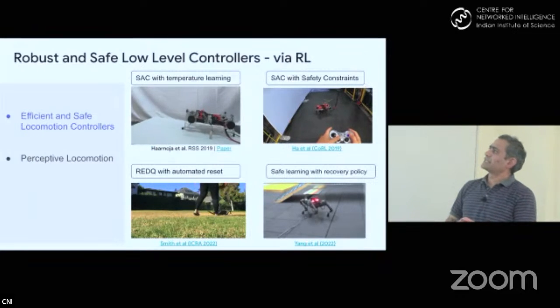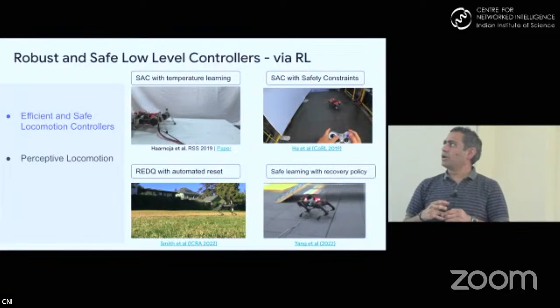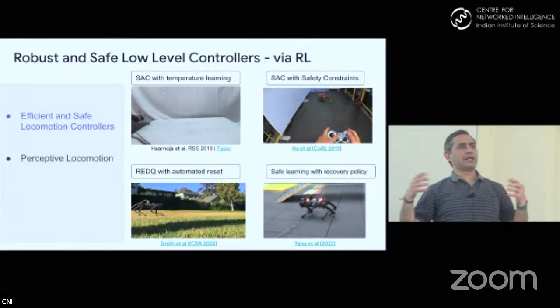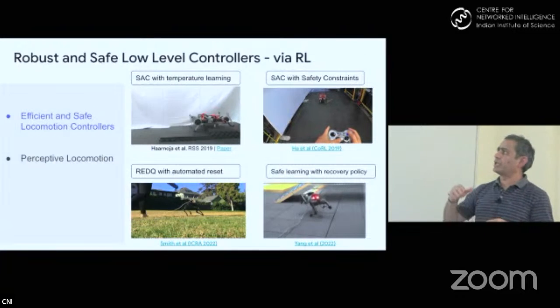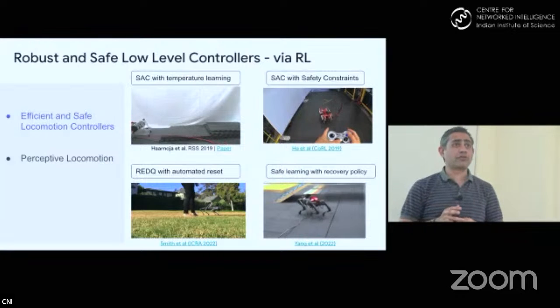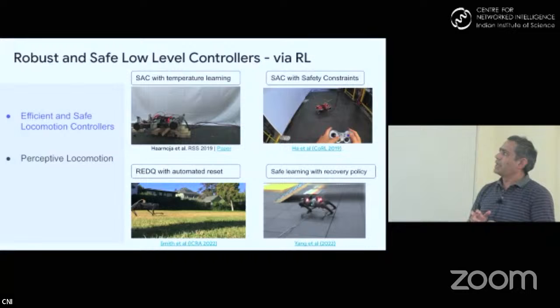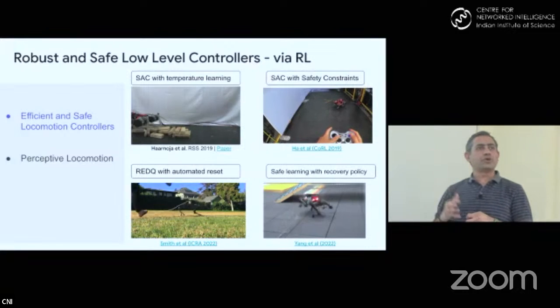And this gave us this performance. It wasn't necessarily as good as we would like in all cases, but definitely it's a great initial starting point where we're getting good, efficient and safe locomotion controllers. We could also add safety constraints to the SAC. And this was our initial foray into locomotion.